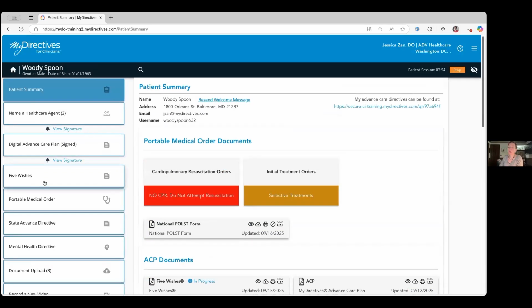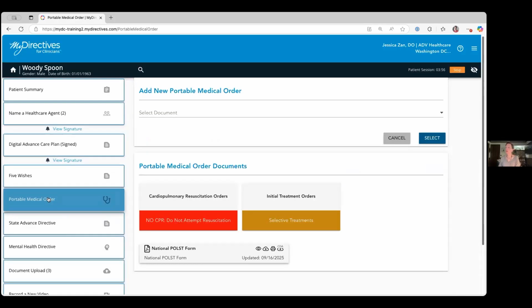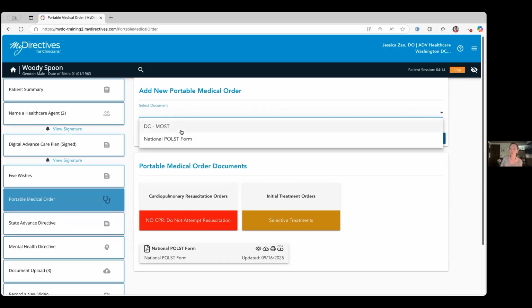I'm going to go over and I'm going to choose portable medical order. I will tell you, we can support the Hawaii POLST. We have pretty much every state that has a POLST or portable medical order document. We have already designed them. There are some that we haven't because we just haven't had any clients there yet. But today I'm going to demonstrate the national POLST.